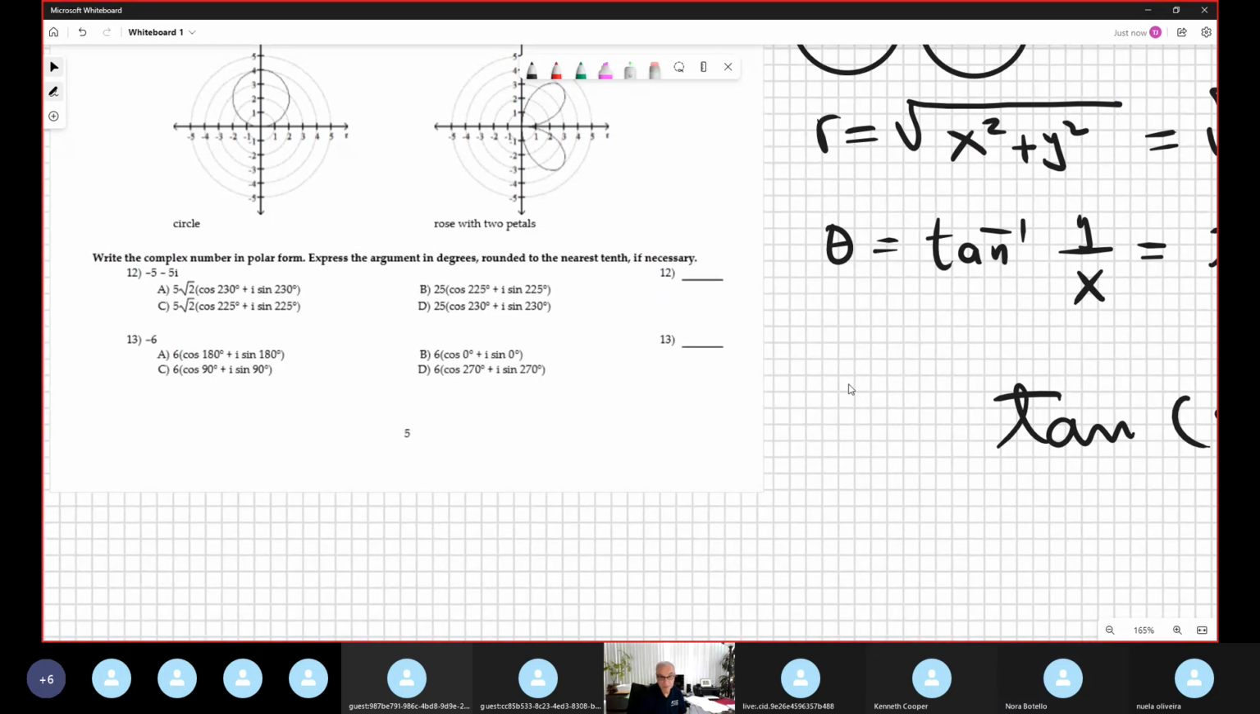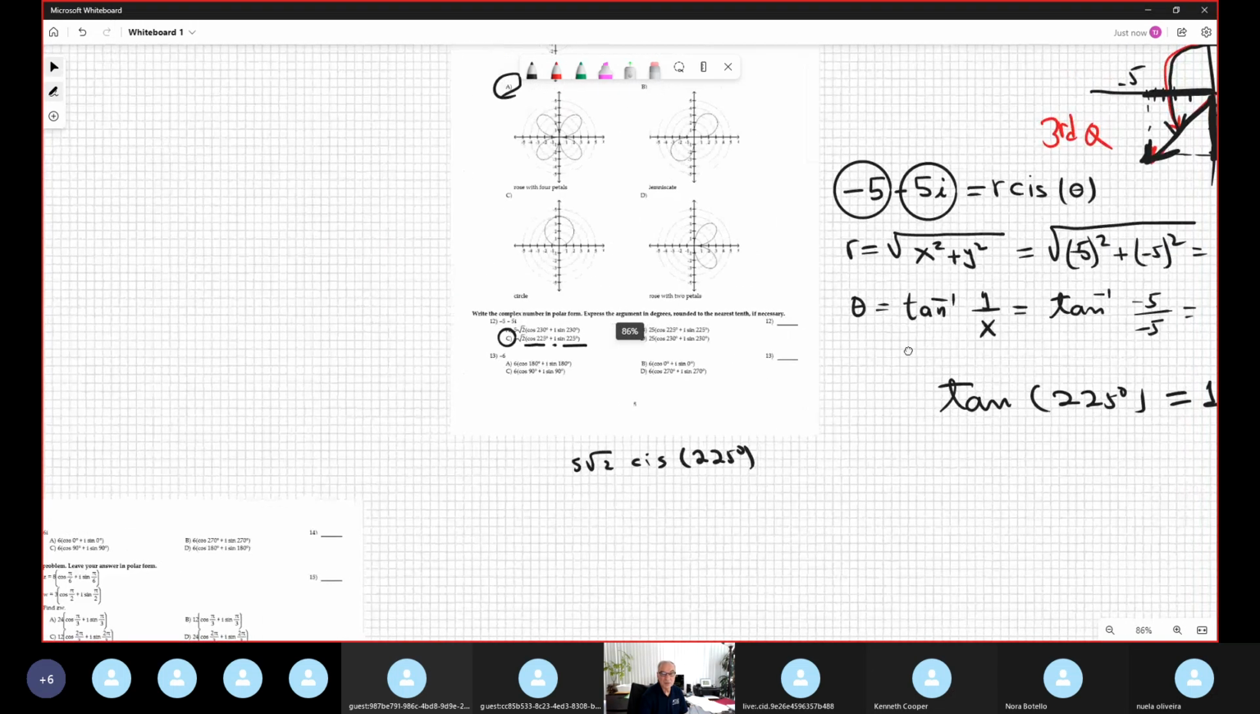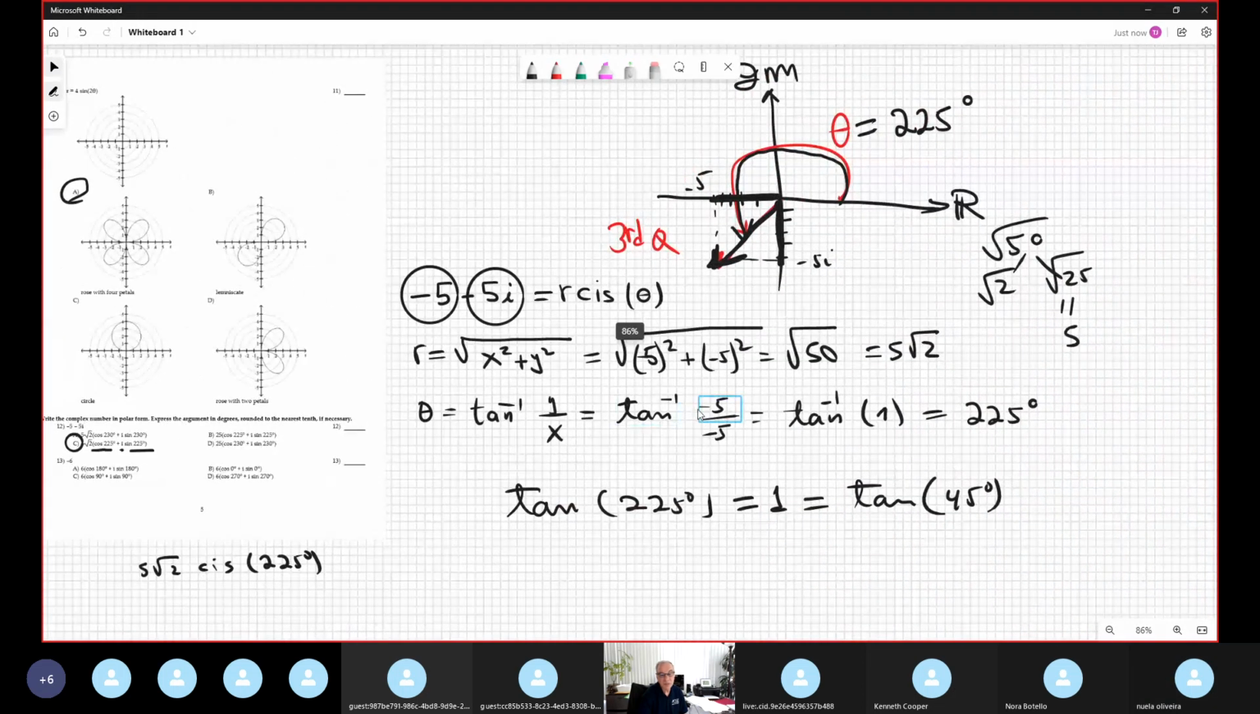C. Excellent. Remember, guys, I put it on the paper because I want to condense this: 5 radical 2 times cosine 225 degrees plus i sine 225 degrees. But you know this is equivalent to writing cosine like that, i like that, and sine. This is the acronym, to condense this information. So far, is it good or no? It's good. Beautiful. Let's do number 13 now.